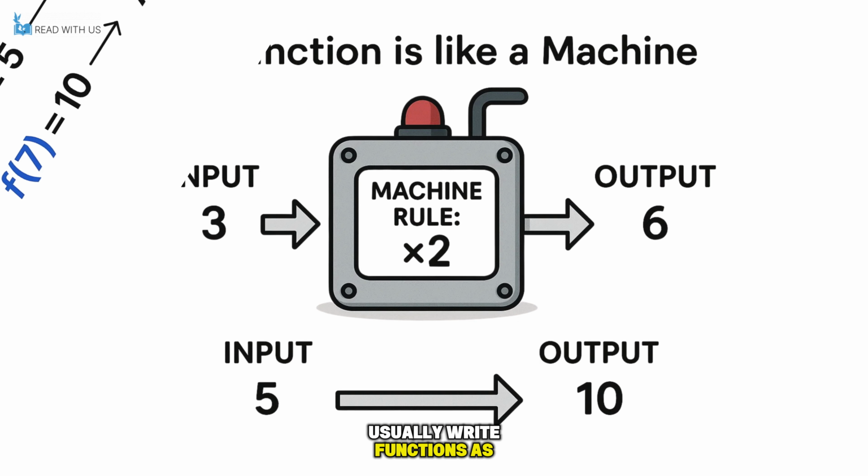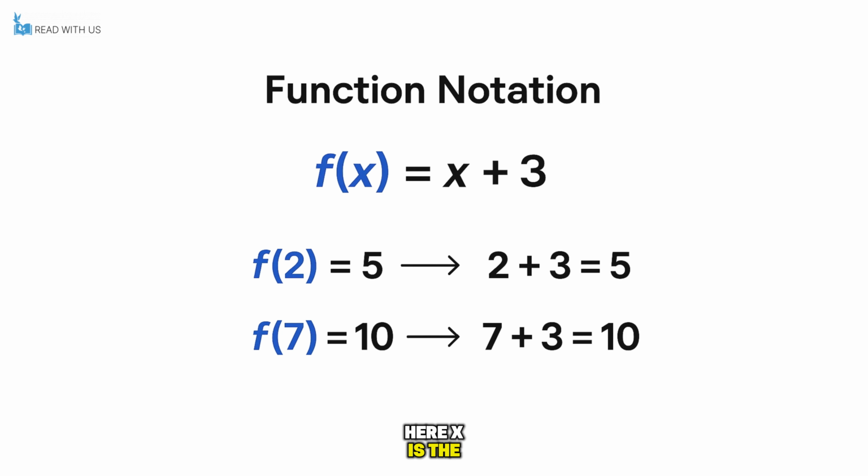We usually write functions as f of x. x is the input, and f of x is the output after applying the rule. For example, if f of x is equal to x plus 3, then f of 2 is equal to 2 plus 3, which is 5. f of 7 is equal to 7 plus 3, which is 10.